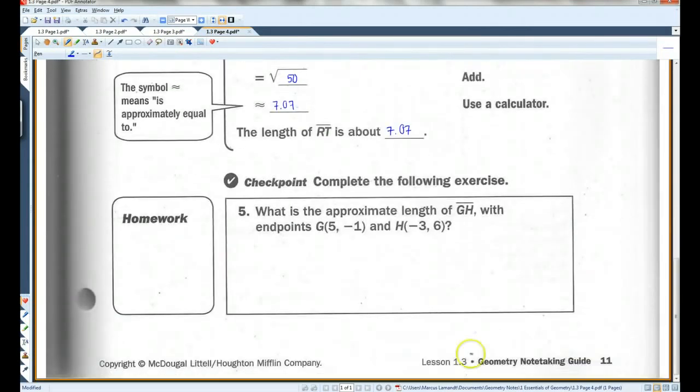Alright, and this is the last checkpoint. I'll let you guys do this one on your own. And that's all.